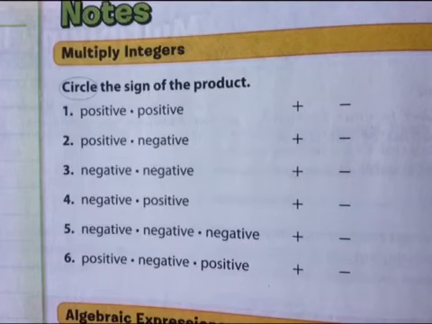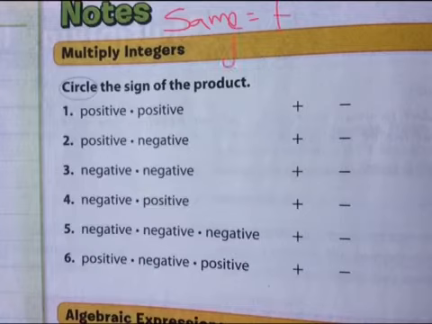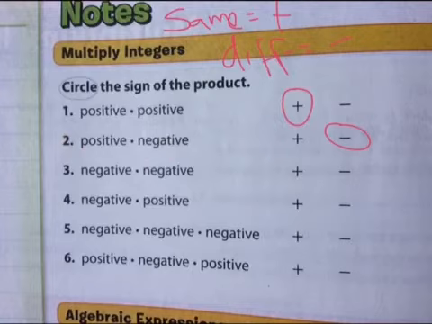Okay, flip over to the next page, and here we're going to review the rules for multiplying integers. Circle the sign of the product. Now remember, when they are the same, they equal positive. When they are different, they equal negative, right? So easy to do. Positive, positive, same, positive. Positive, negative, they're different, negative. Negative, negative, same. Negative, positive, they're different, negative.